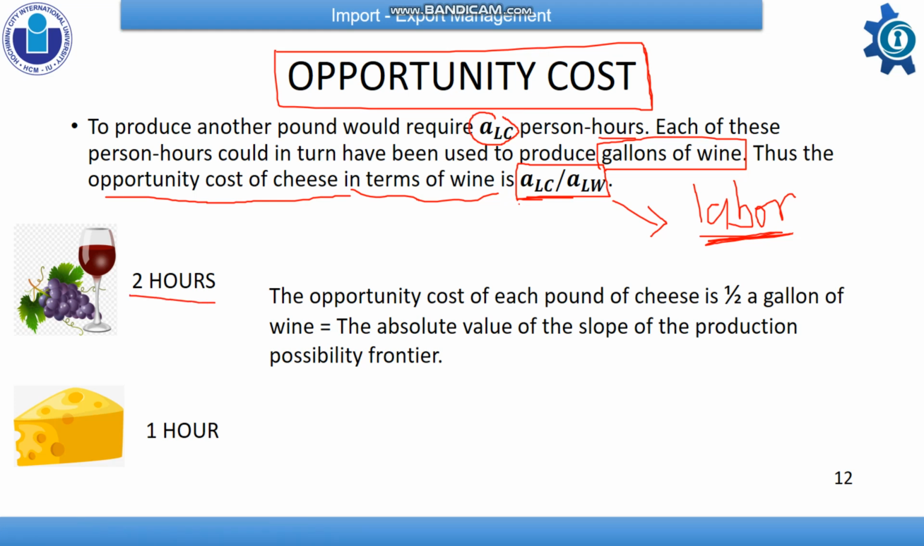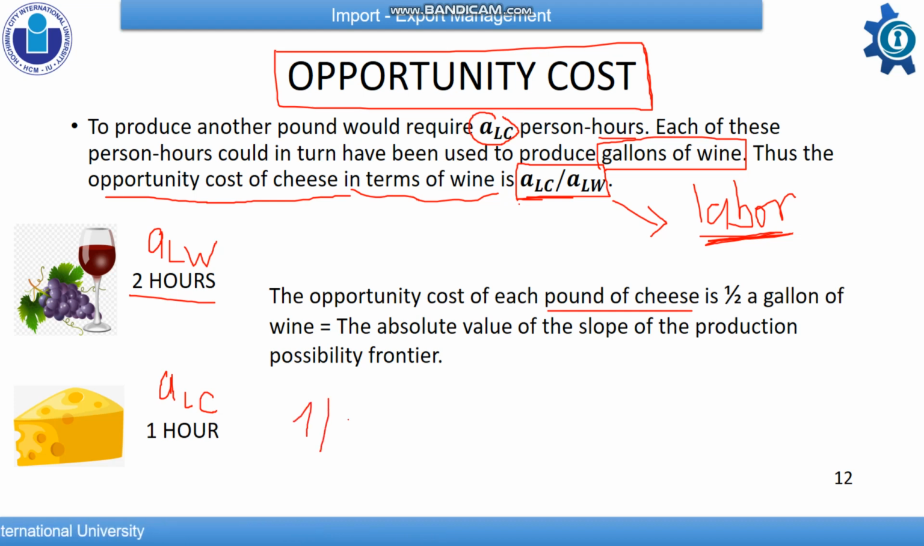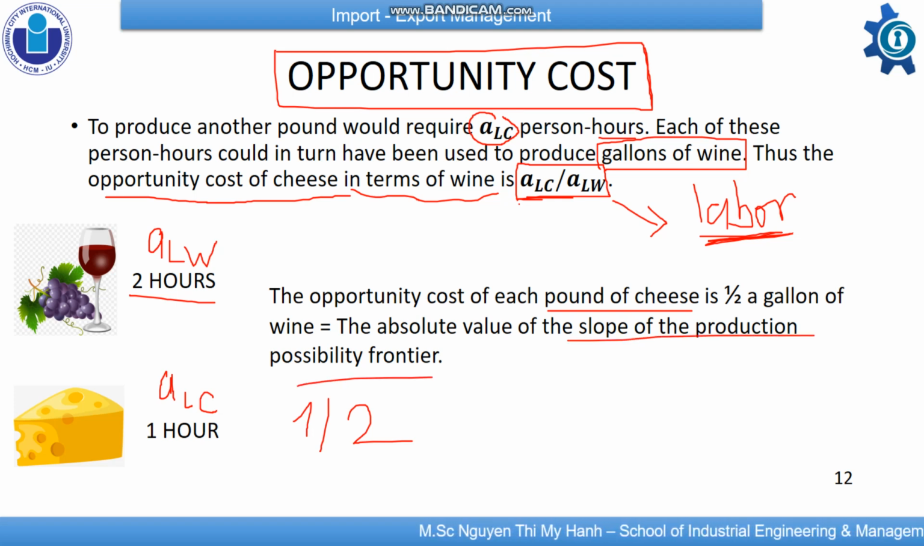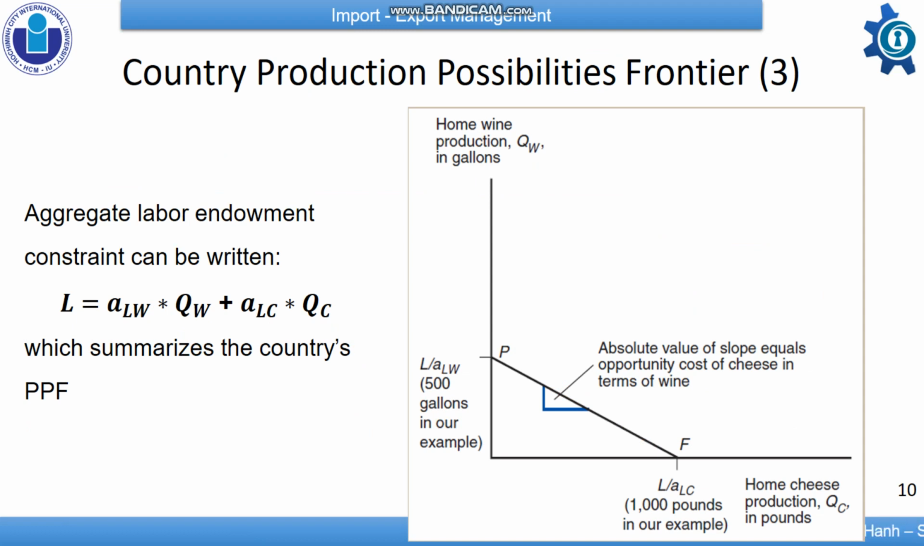We need 2 hours to produce 1 gallon of Y, that is ALW, and here is ALC. So we can see the opportunity cost of each pound of cheese is 1 divided by 2 gallon of Y, and this is the absolute value of the slope of the production possibility frontier, like here. Okay.